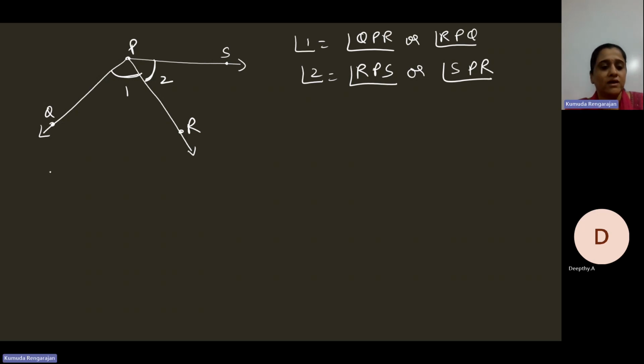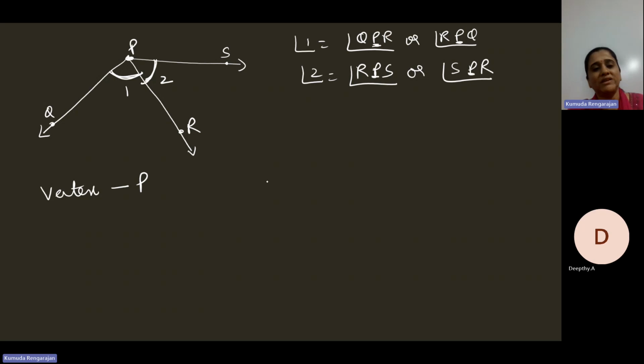Let's check. We'll see if they have a common vertex. Which is the vertex of the two angles? You can see from the name, the vertex is P. That letter P is in the middle. The two angles have the same vertex P, because the angle is formed at P. Angle 1 and angle 2, both are formed at P. When you name the angles, you can see the letter P in the middle, which means the common vertex is P.